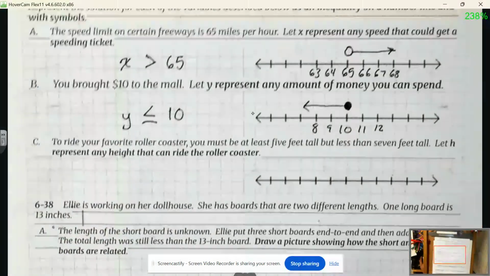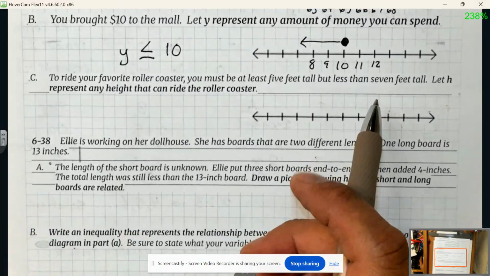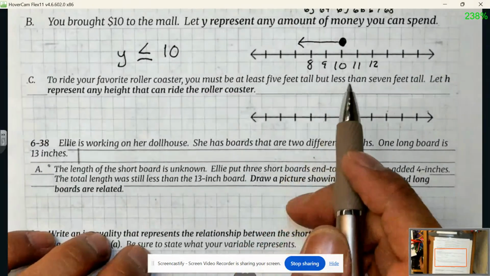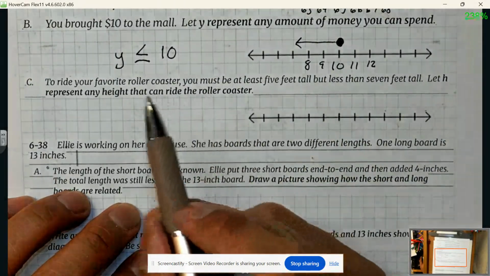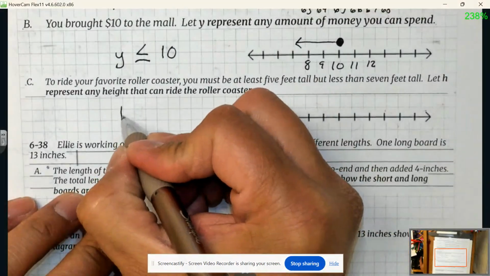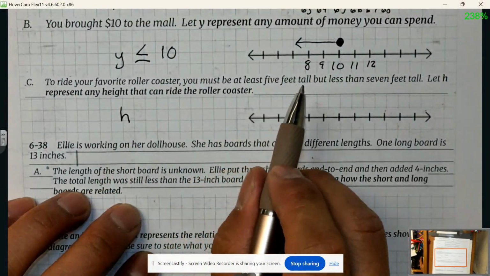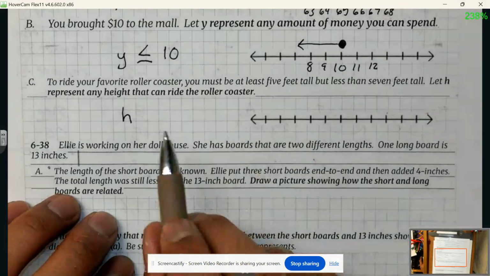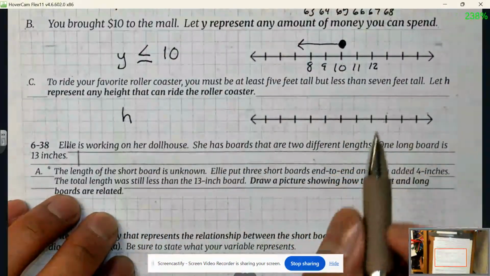All right, and then this next one, to ride your favorite roller coaster, you must be at least 5 feet tall, but less than 7 feet tall. Let h represent any height that can ride the roller coaster. All right, so here is our h. Now, you need to be at least 5 feet tall. So what does 5 mean? That means 5 is a boundary point. But then you must be less than 7 feet tall.